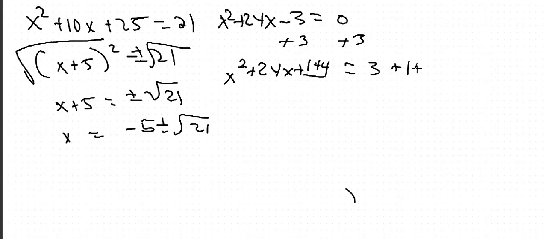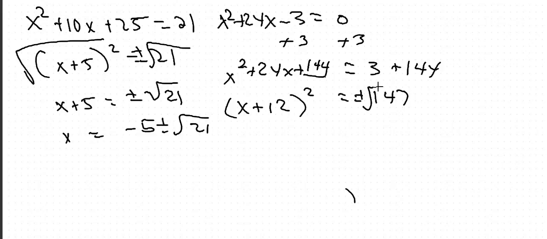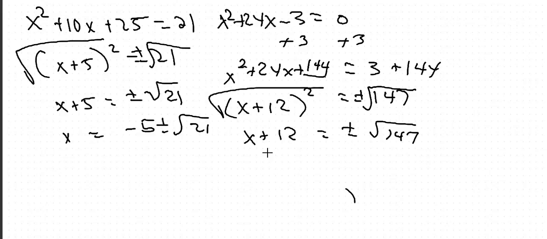And plus 144. Okay. X plus 12 squared equals 147. Square root of both sides. X plus 12 equals plus or minus square root of 147. Then you minus the 12. X equals minus 12 plus or minus square root of 147. Okay.